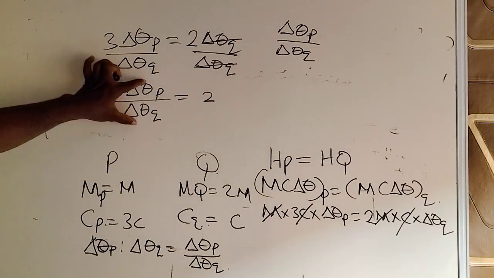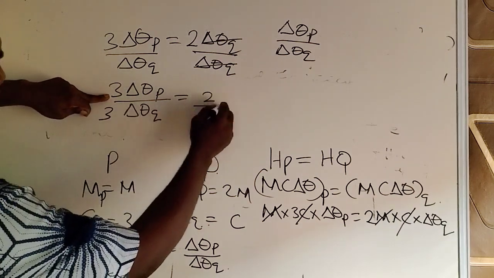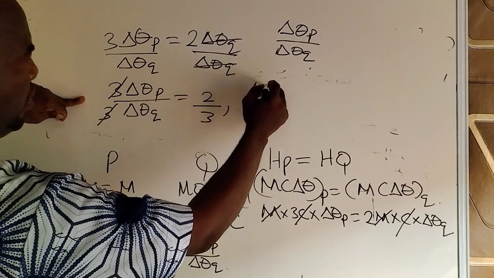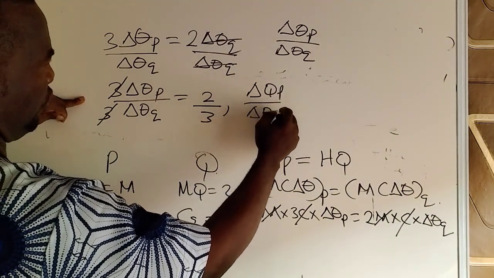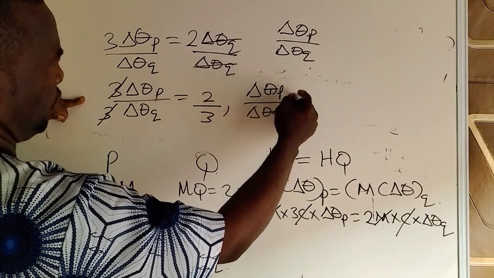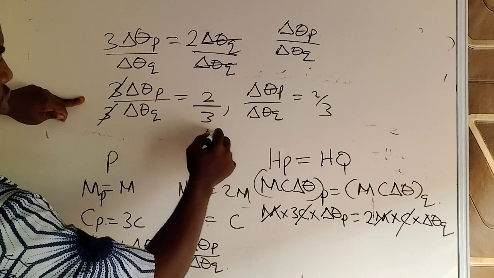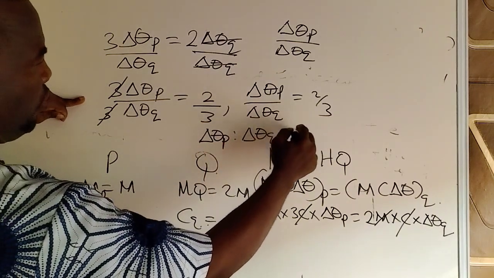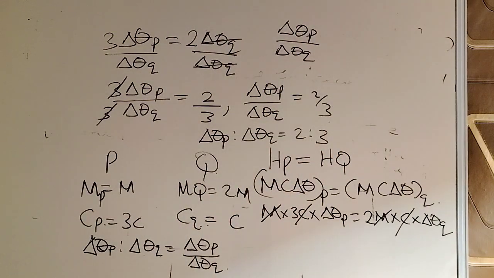So looking for this expression, I have to remove the 3. Divide both sides by 3. So the 3 cancels out. We now have delta theta P all over delta theta Q equal to what? 2 over 3. So the ratio of the rise in temperature of P to the rise in temperature of Q is 2:3, that is 2 over 3. That's our final answer. So that is it.